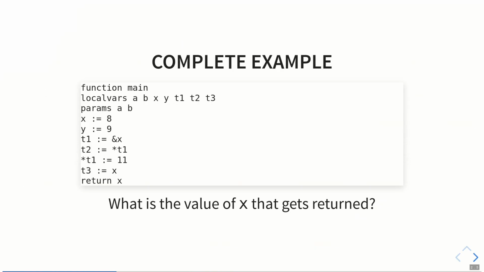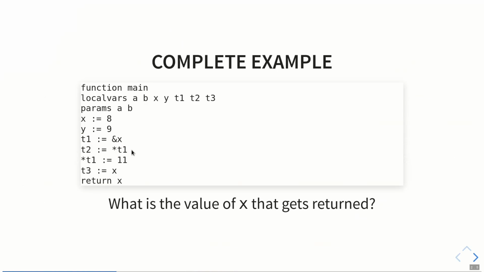Okay, so let's do a little test. Here's a complete example using all three. I have a single function here. I set x to 8, y to 9. All right, so when I run t1 equals ampersand x, what's the value of t1? Yeah, the address of x.